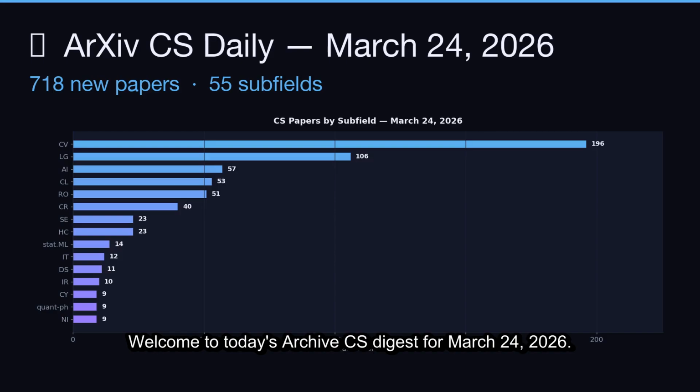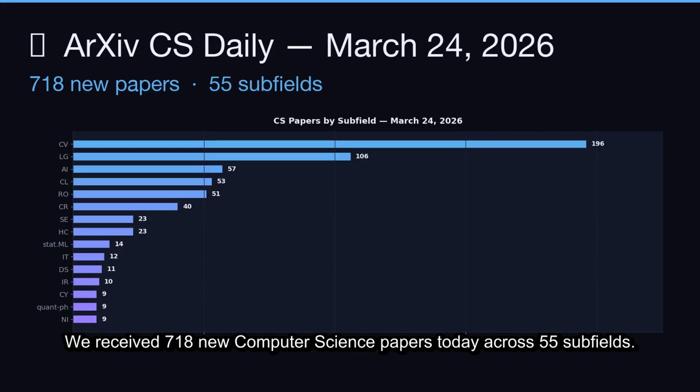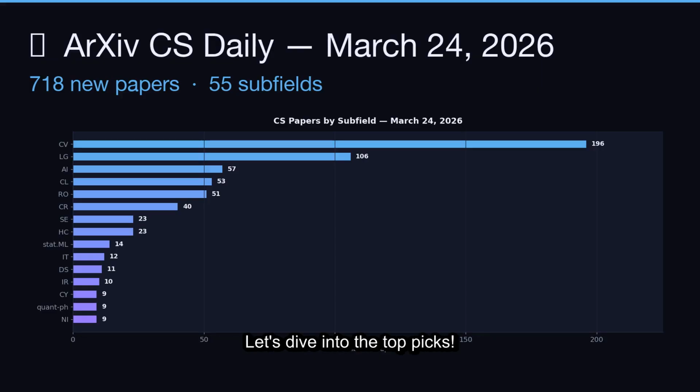Welcome to today's ArXiv CS Digest for March 24th, 2026. We received 718 new computer science papers today across 55 subfields. Let's dive into the top picks.